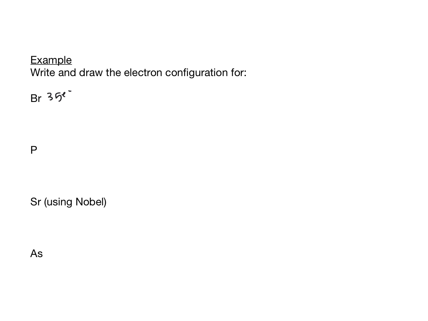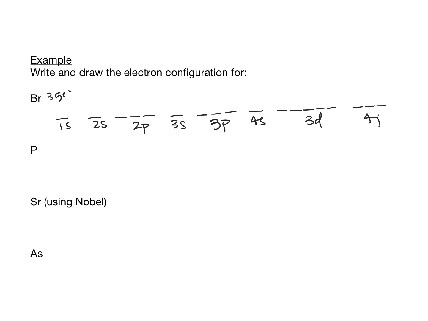And so it is 1s, 2s, 2p, 3s, 3p, 4s, 3d, 4p. So now we're going to put in our 35 electrons. 1, 2, 3, 4, 5, 6, 7, 8, 9, 10, 11, 12, 13, 14, 15, 16, 17, 18, 19, 20, 21, 22, 23, 24, 25, 26, 27, 28, 29, 30, 1, 2, 3, 4, 5.